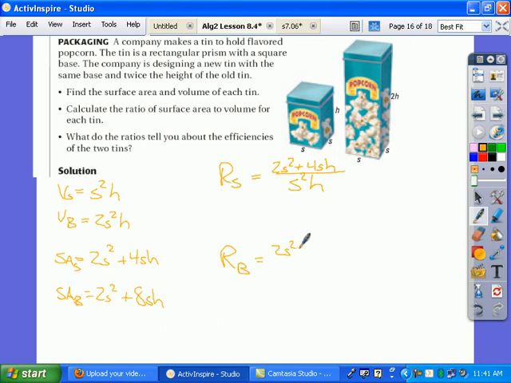Okay. So part 1, we found the surface area and volume. Part 2, we calculated the ratios. Now part 3 wants us to actually compare these numbers. So let me ask you, which ratio is bigger? Or are they the same?